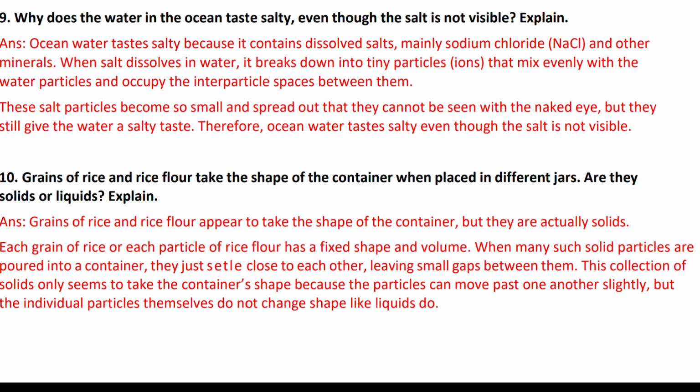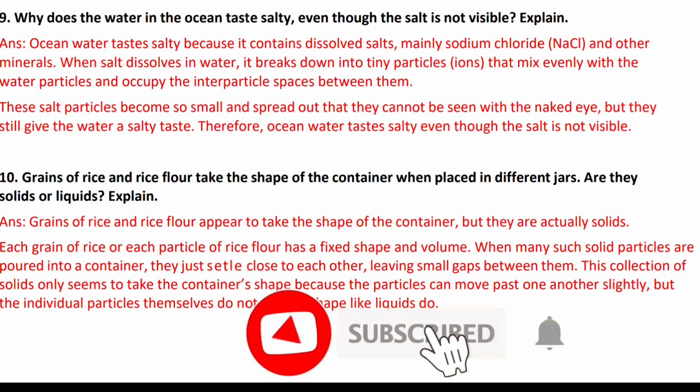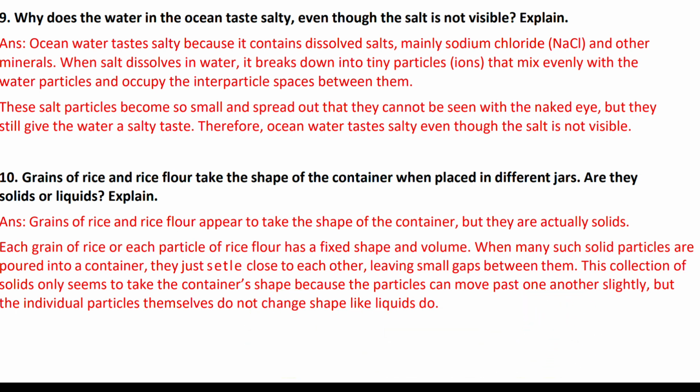Question number 10. Grains of rice and rice flour take the shape of the container when placed in different jars. Are they solids or liquids? Explain. Answer. Grains of rice and rice flour appear to take the shape of the container, but they are actually solids. Each grain of rice or each particle of rice flour has a fixed shape and volume. When many such solid particles are poured into a container, they just settle close to each other, leaving small gaps between them. This collection of solids only seems to take the container's shape because the particles can move past one another slightly, but the individual particles themselves do not change shape like liquids do.